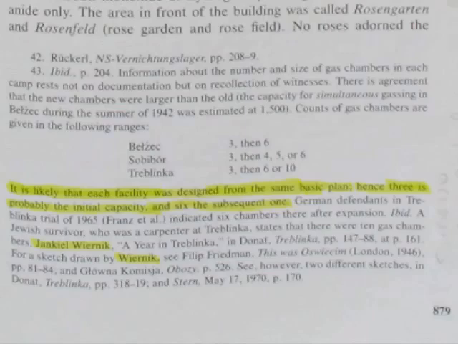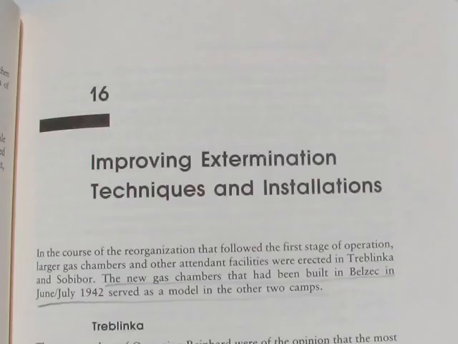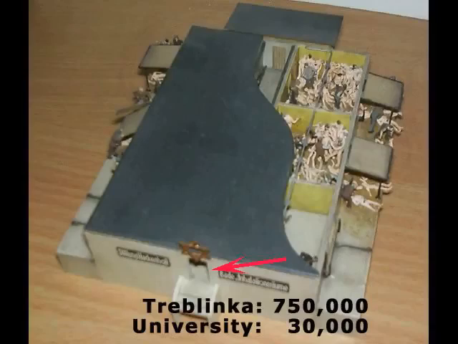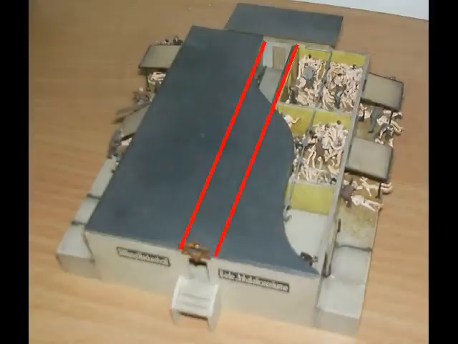Below this, coincidentally, is the ever-present Yankel Wernick. And Yitzhak Arad writes on page 119 of his book, the new gas chambers that had been built in Belzec in June-July 1942 served as a model in the other 2 camps. So this design, and all the problems that have been pointed out with it, is supposedly the culmination of a lot of testing and experience. Hard to believe, isn't it?